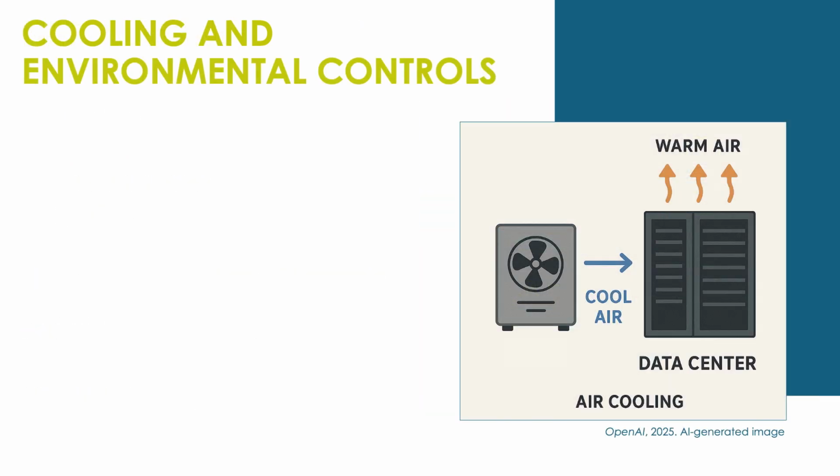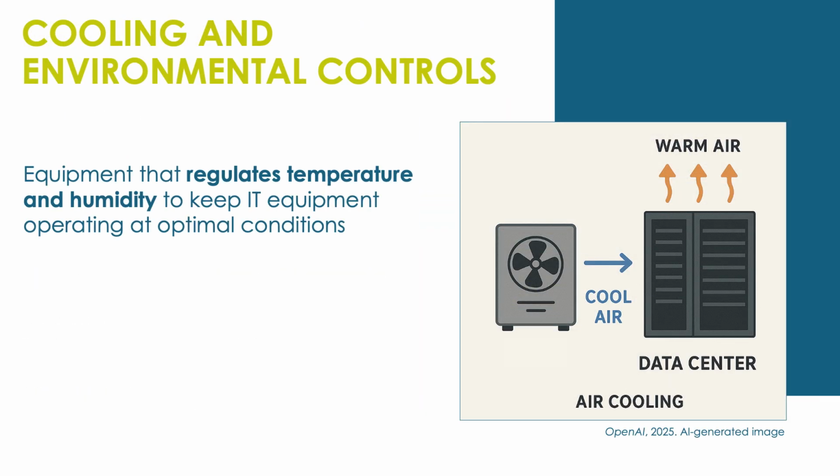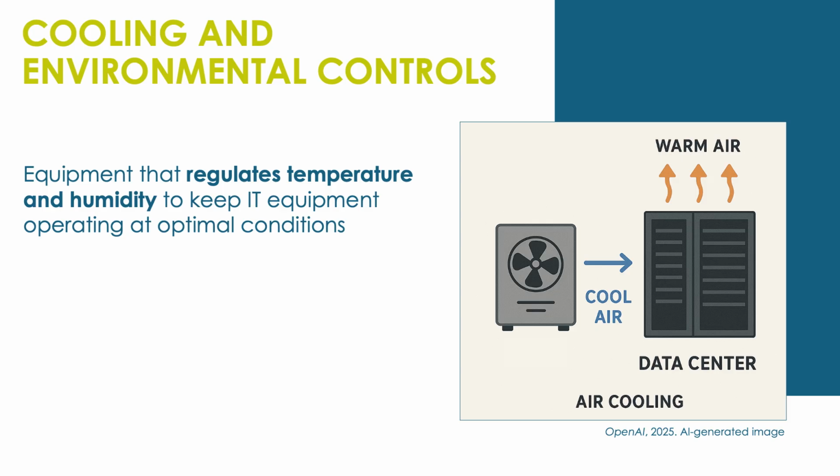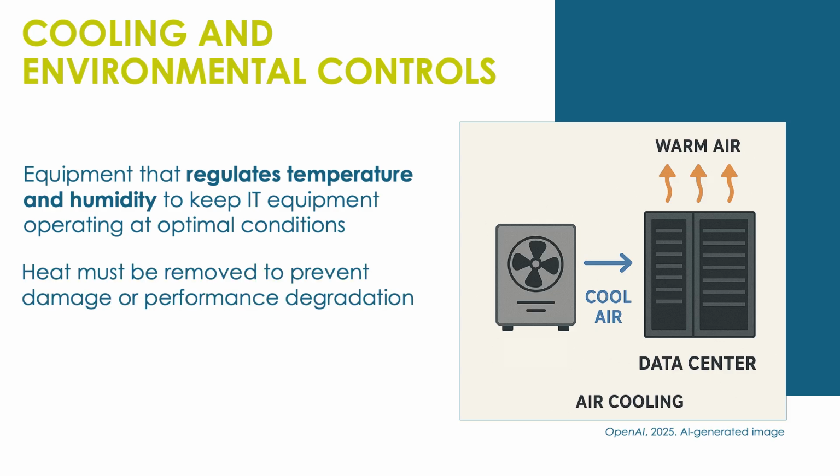Cooling and environmental controls consist of equipment that regulates temperature and humidity to keep IT equipment operating in optimal conditions. IT equipment generates heat as it operates, and this heat must be removed to prevent damage or performance degradation. On average, this equipment accounts for about 60% of the total electricity use.